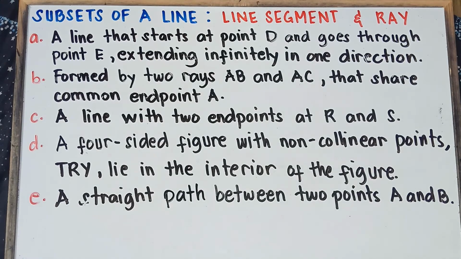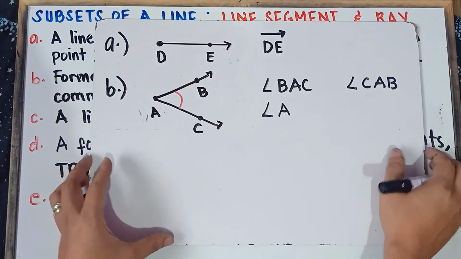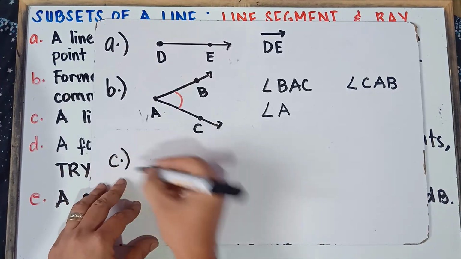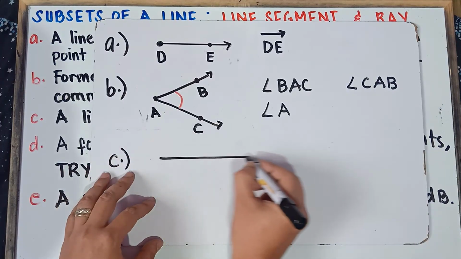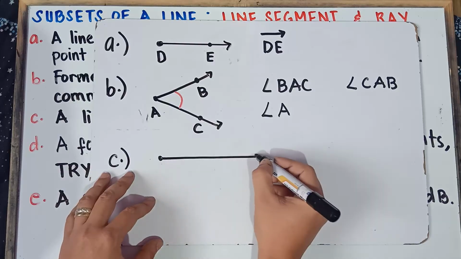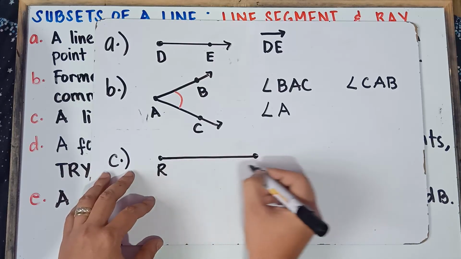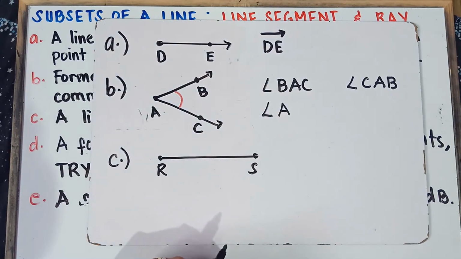Alright, so letter C, a line with two endpoints at R and then S. So a line with two endpoints. So therefore, this will be line segment. Do you still remember, class? Two endpoints for line segment. So letter C, two endpoints, that would be R and S. So therefore, this is line segment.